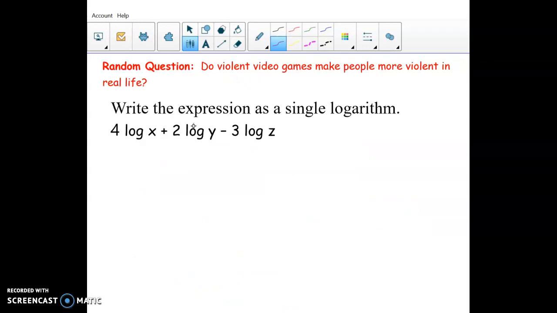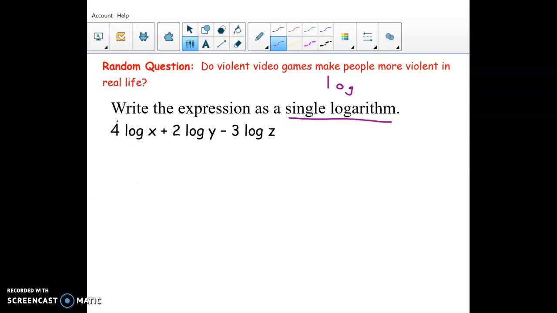Okay, so these are the properties, right? So how do you clean this up with the log properties? We want to have a single log when we're done. So it looks like this is a base 10, even though it's not written there. It's a base 10. So pause the video, see if you can use your properties to clean all this up.